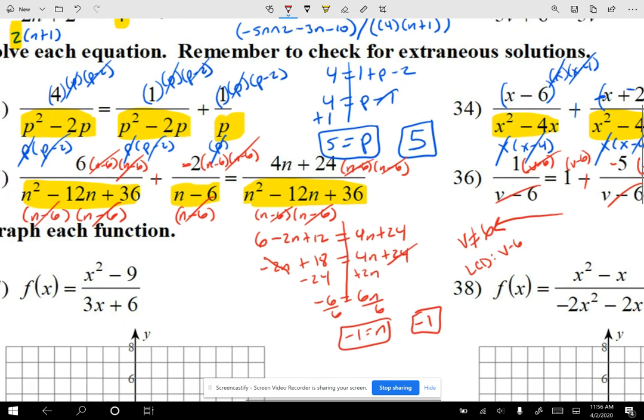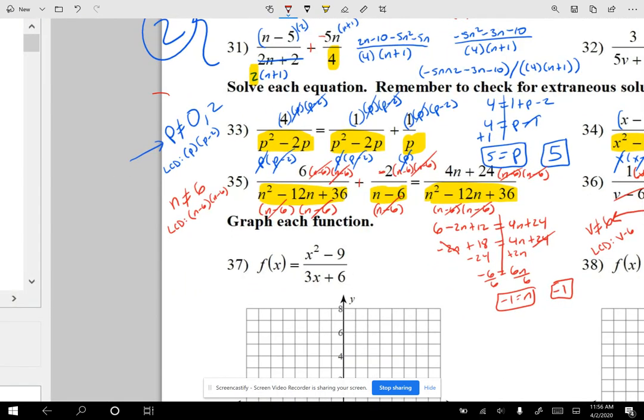Now, from solving equations on the test tomorrow, expect 2 of them as well.